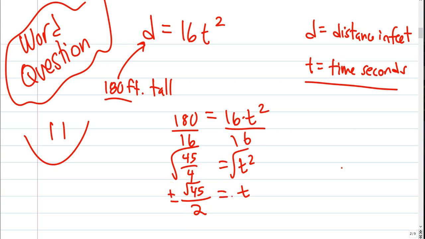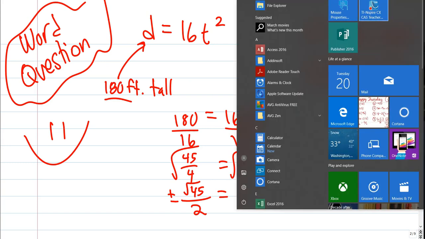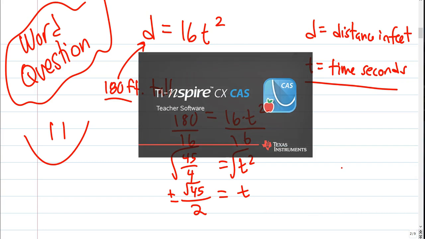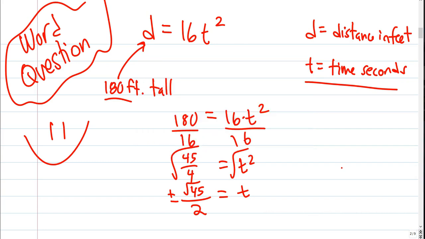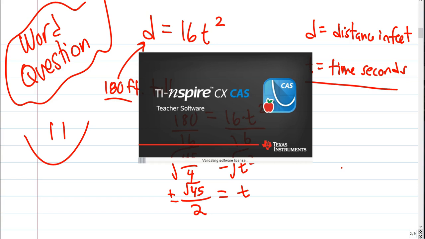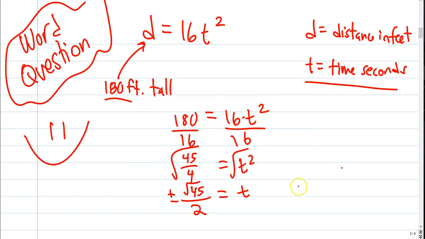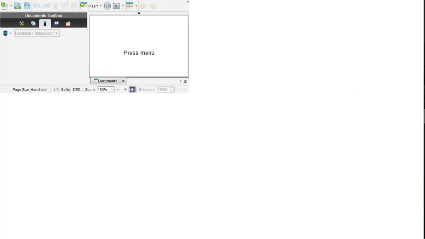Now let's be clear. Now I'm going to need to check this with a calculator. I think I have a calculator in here somewhere. Because you're not going to tell somebody, oh, the amount of time it's going to take you is the square root of 45 over 2. That is not helpful, right? So what we do is take that square root of 45 over 2, put it in the calculator, and get an approximate answer. Okay? So let's do that.